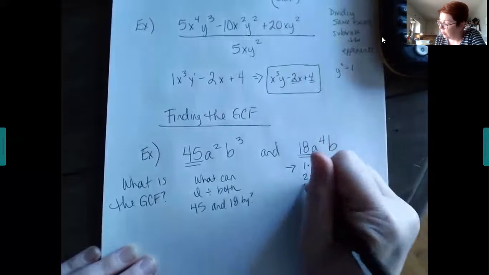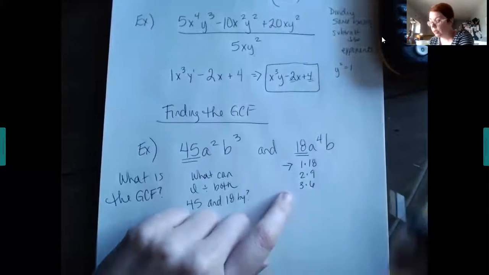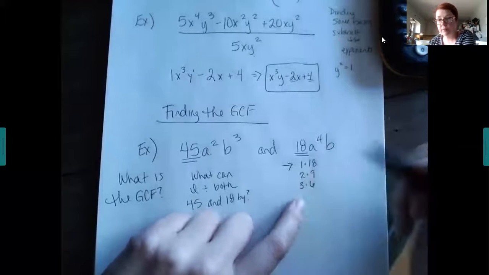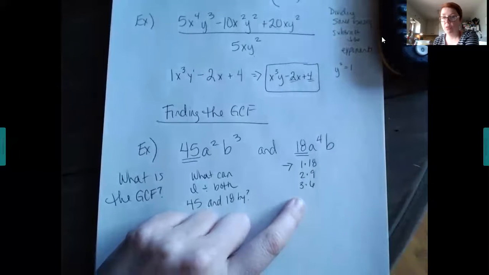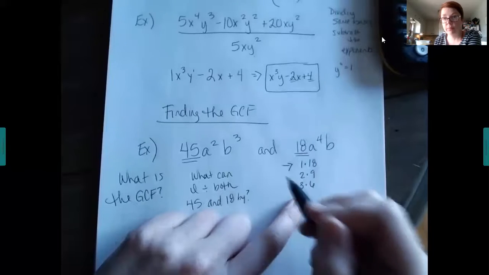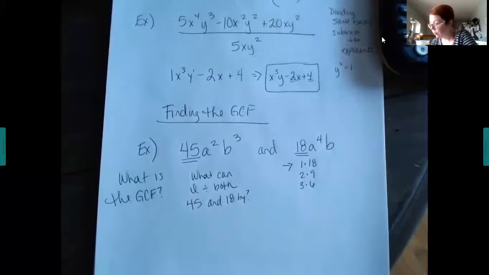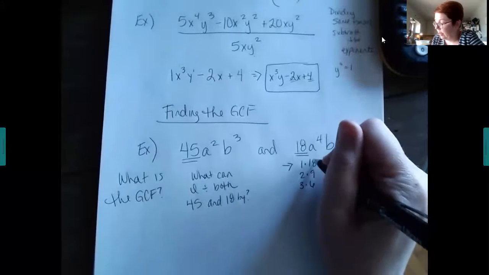2 and 9, and 3 and 6. So this is where knowing your multiplication tables is going to help you. You have to know what factors make our numbers. And sometimes it's a guess and check thing, right? So I tried 18. Well, that didn't work, right?